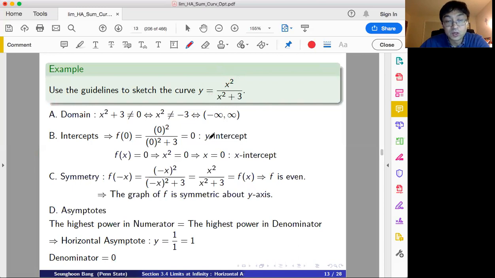The denominator equal to 0 gives a vertical asymptote. X squared plus 3 equal to 0. We don't have an x value. No vertical asymptotes, right? We don't have a real number, so we don't have vertical asymptotes.